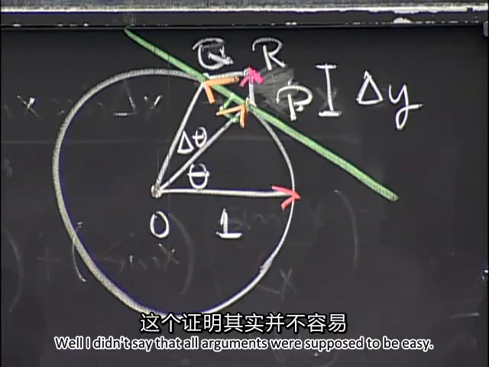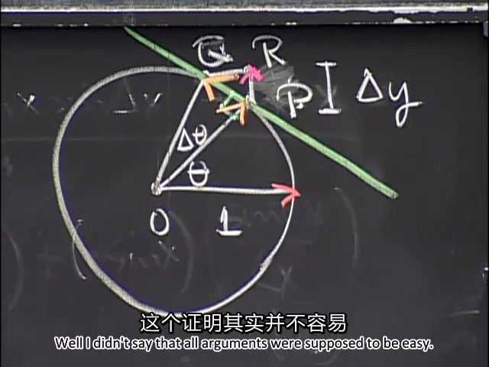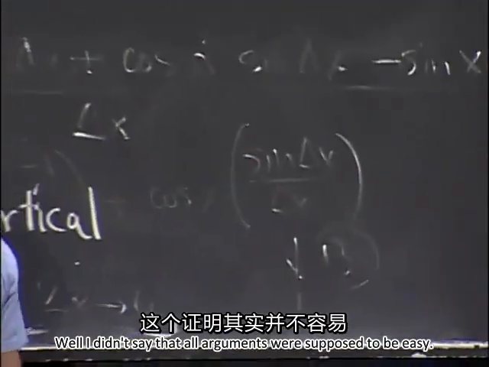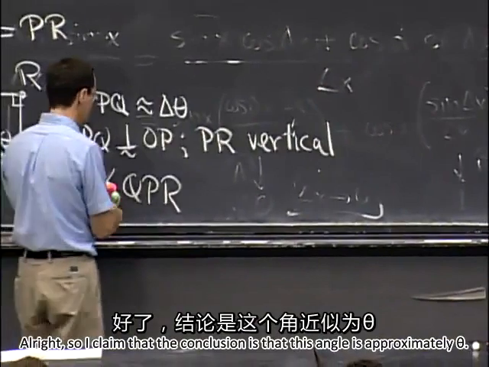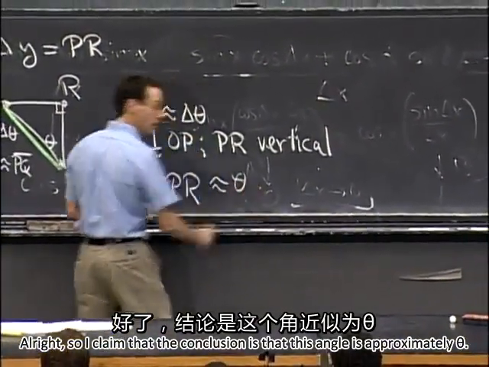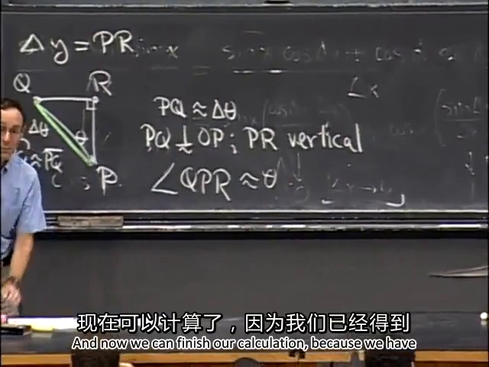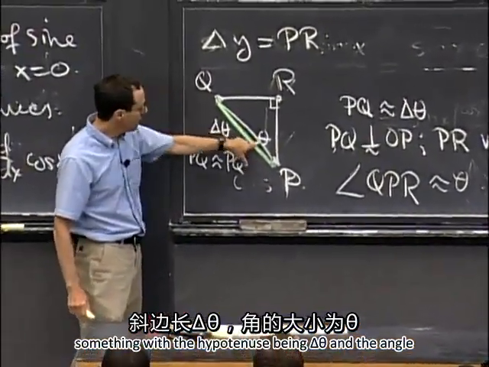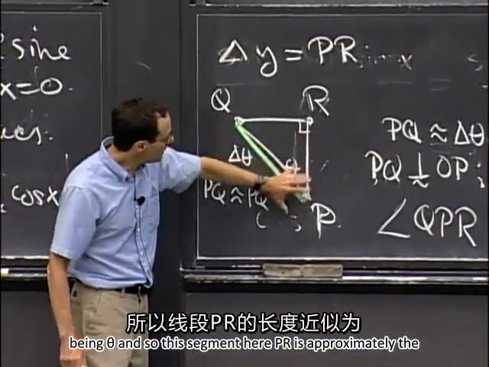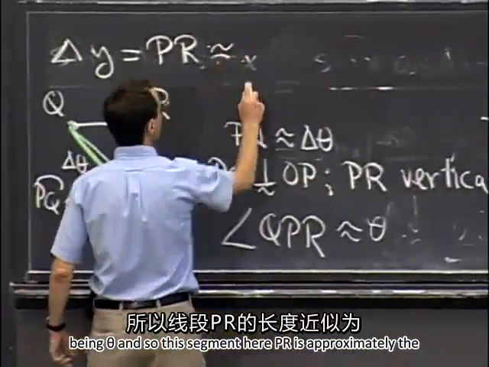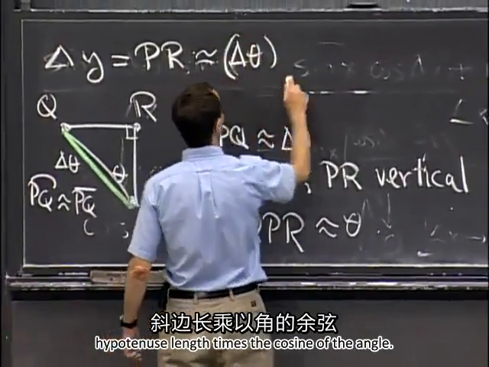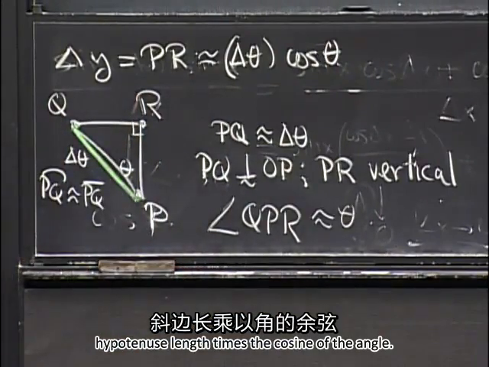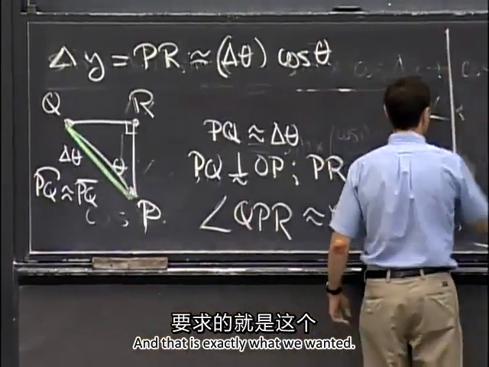Okay? Well, I didn't say that all arguments were supposed to be easy. All right, so I claim that the conclusion is that this angle is approximately theta. And now we can finish our calculation, because we have something with the hypotenuse being delta theta and the angle being theta. And so this segment here, PR, is approximately the hypotenuse length times the cosine of the angle. All right? And that is exactly what we wanted.